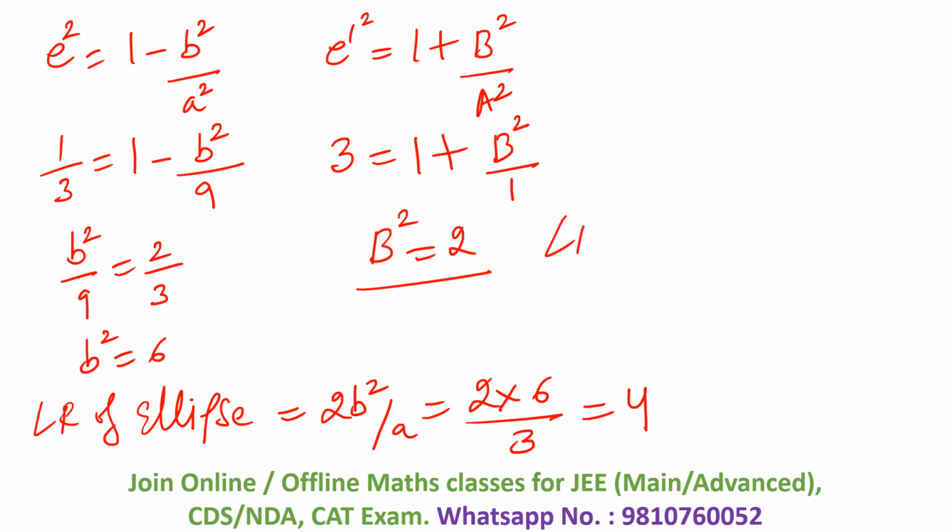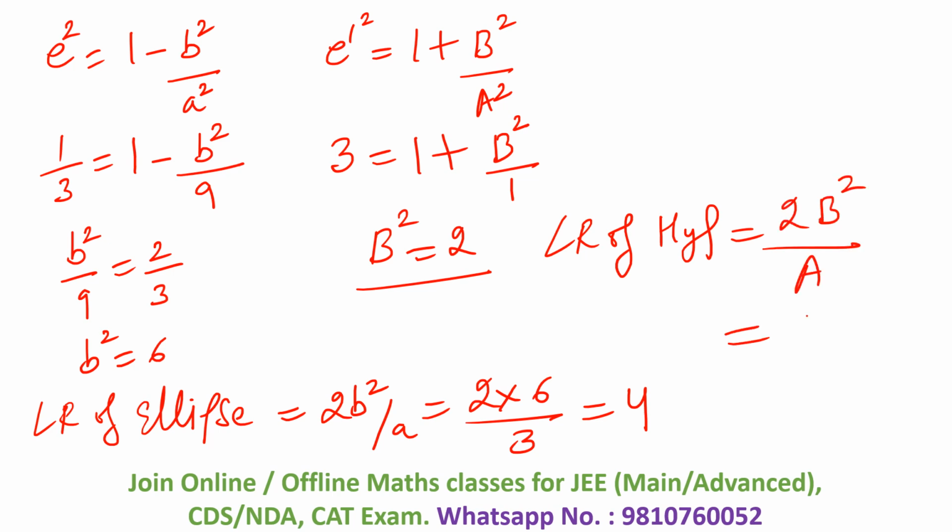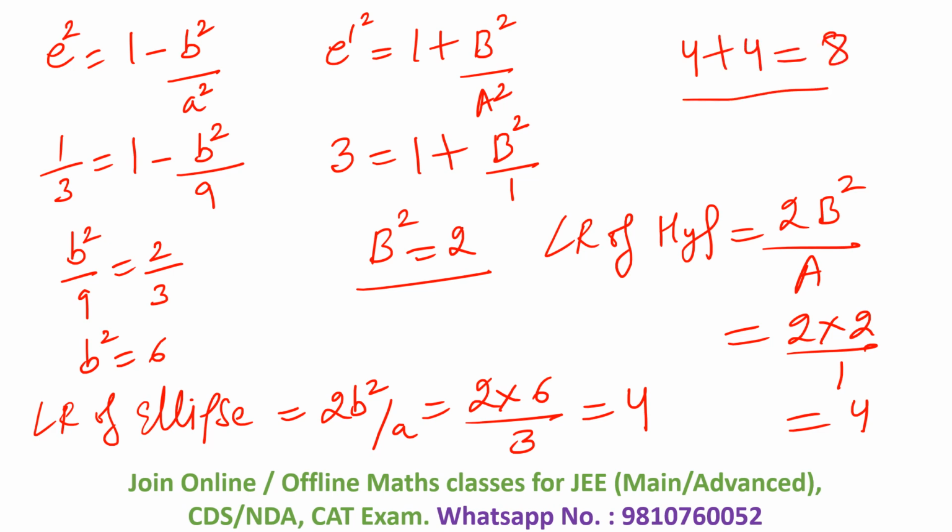Now students, the length of the latus rectum of the hyperbola is going to be how much? It is again 2 capital B square upon capital A. And this is nothing but 2 into 2 upon 1, which is again 4. So that means the sum of the lengths of the latus rectums of both of them is going to be 8. So this is the right answer. So that means option D is correct. Now students, we move towards the next question.